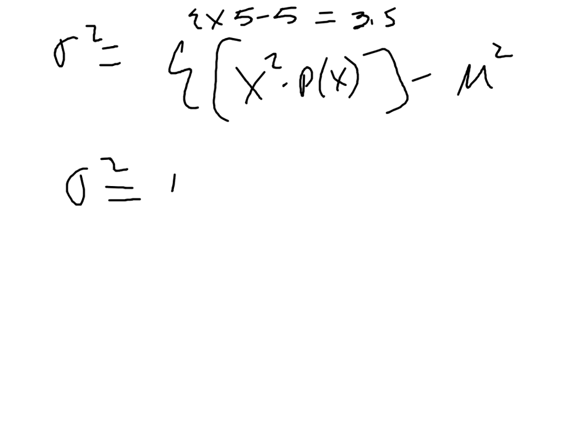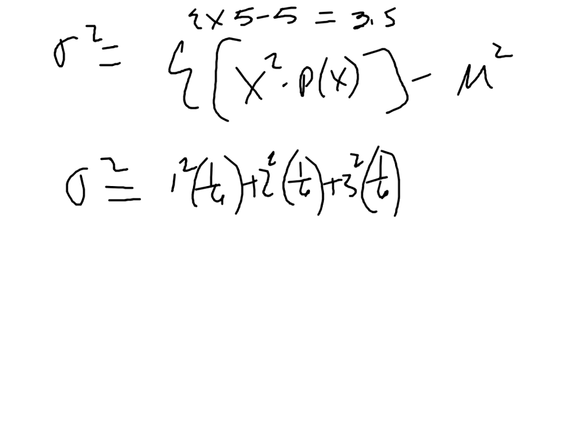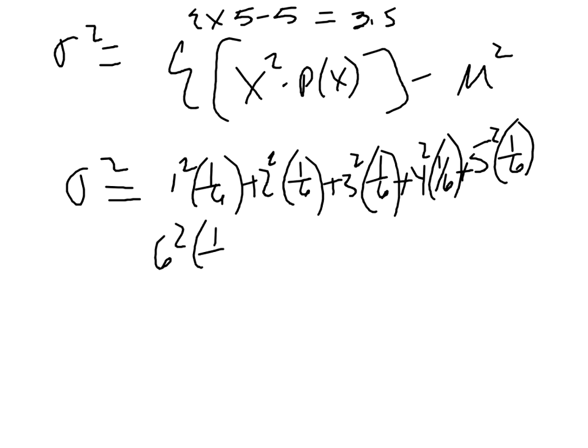So here's what we do. We go 1 squared times 1/6, then we go 2 squared times 1/6. It's pretty mechanical, as I mentioned. Then 3 squared times 1/6, then 4 squared times 1/6, and then unfortunately I may run out of room here, 5 squared times 1/6, and then 6 squared times 1/6. And then from that, I like to use parentheses, we subtract out the mean squared.